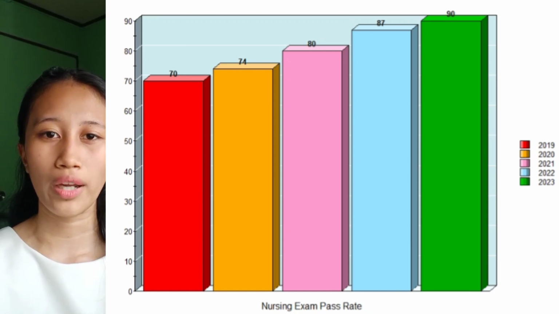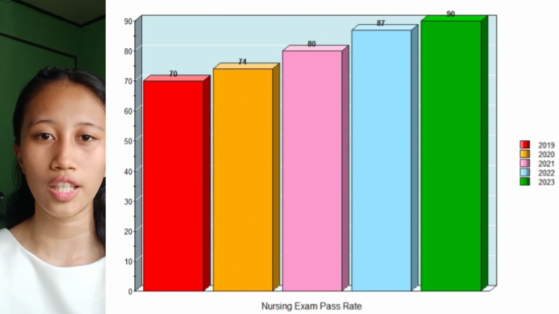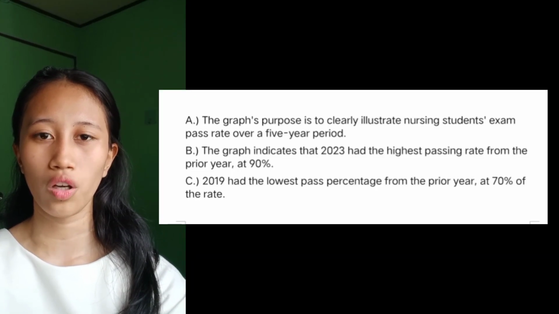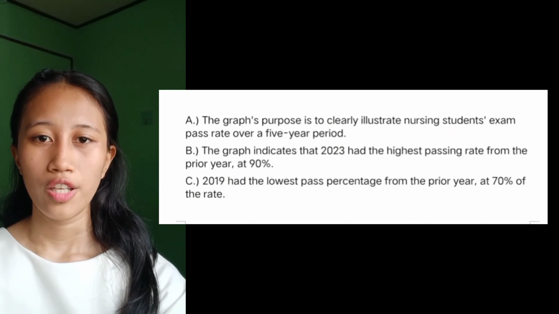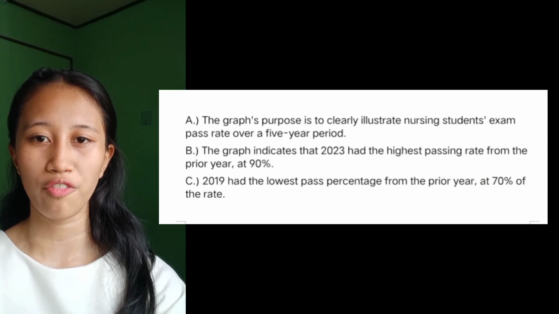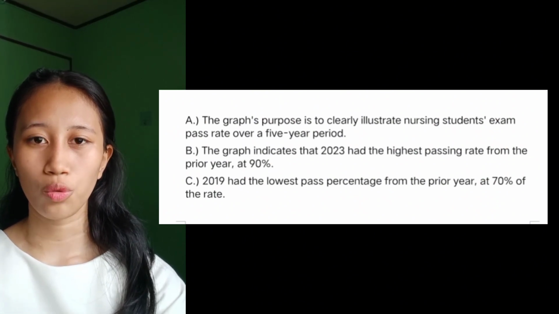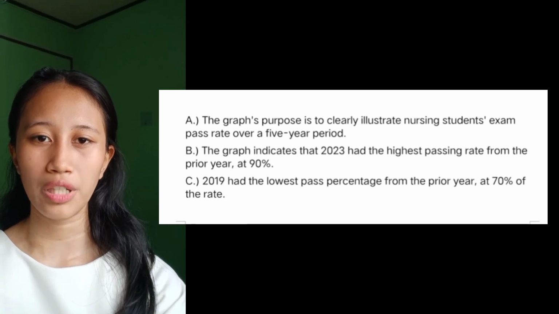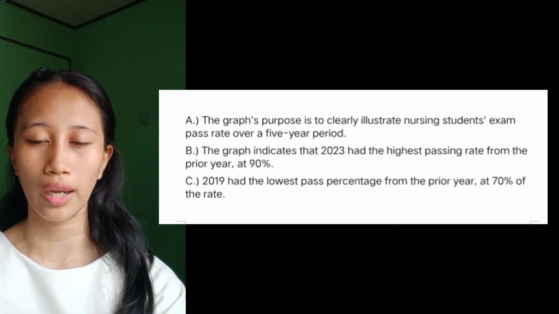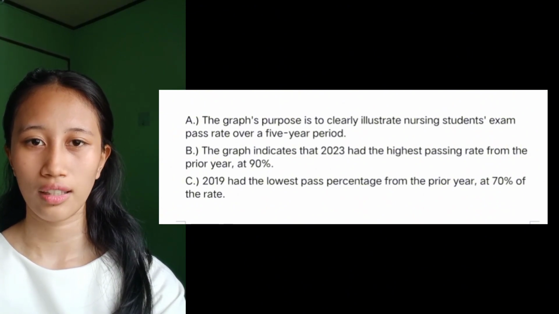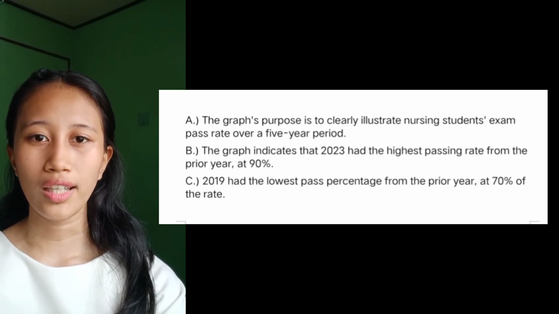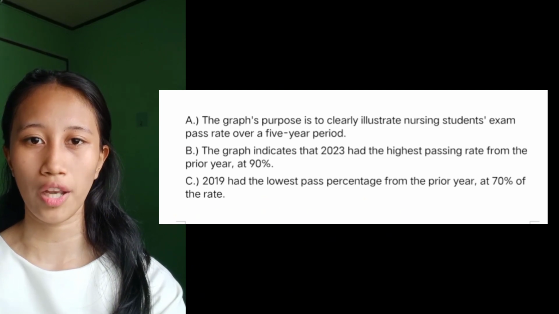So now that we have identified the percentages, we will proceed with answering the questions. Question number 1. What is the purpose of the graph? The graph's purpose is to clearly illustrate nursing students' exam pass rate over a 5-year period. Question number 2. Which had the highest passing rate? The graph indicates that 2023 had the highest passing rate at 90%. Question number 3. Which had the lowest percentage? 2019 had the lowest pass rate at 70%.